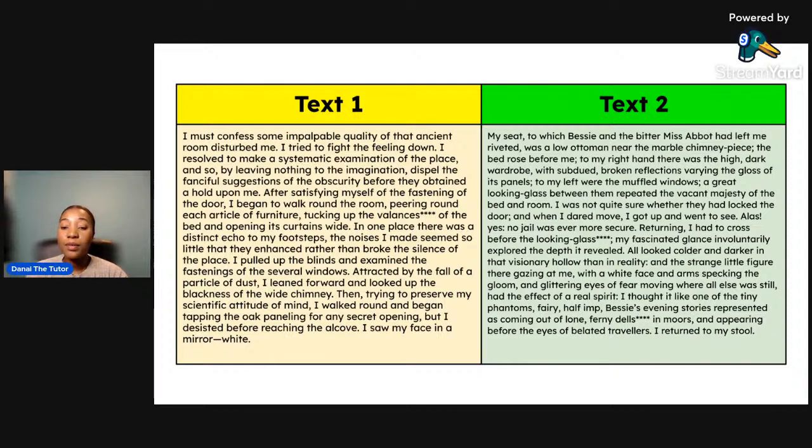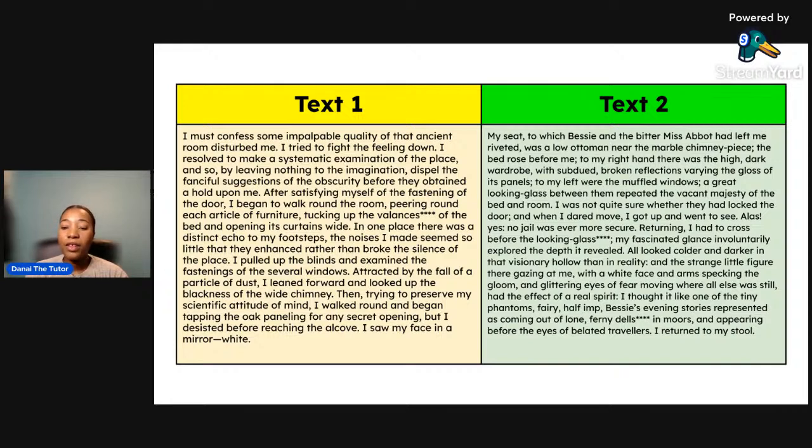Returning, I had to cross before the looking glass, which is a mirror. My fascinated glance involuntarily explored the depth it revealed. All looked colder and darker in that visionary hollow than in reality, and the strange little figure there gazing at me with a white face and arms specking the gloom and glittering eyes of fear moving where all else was still had the effect of a real spirit.